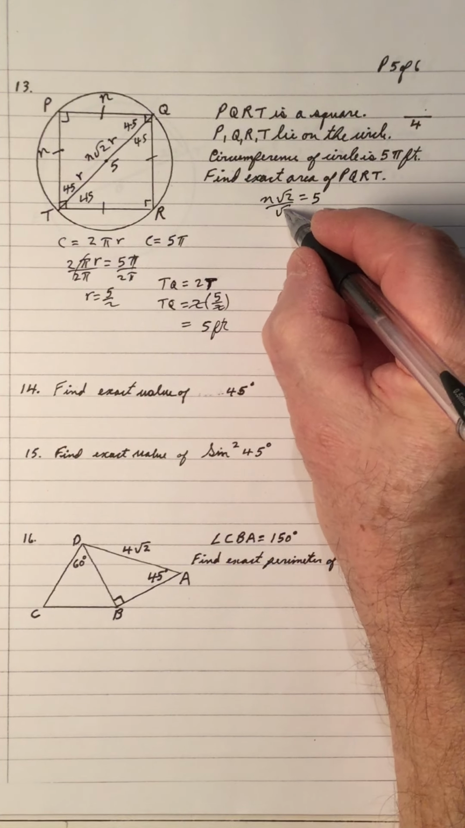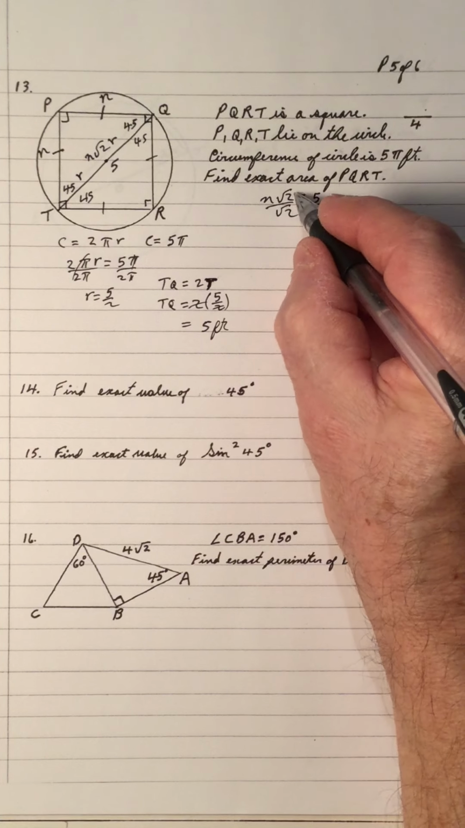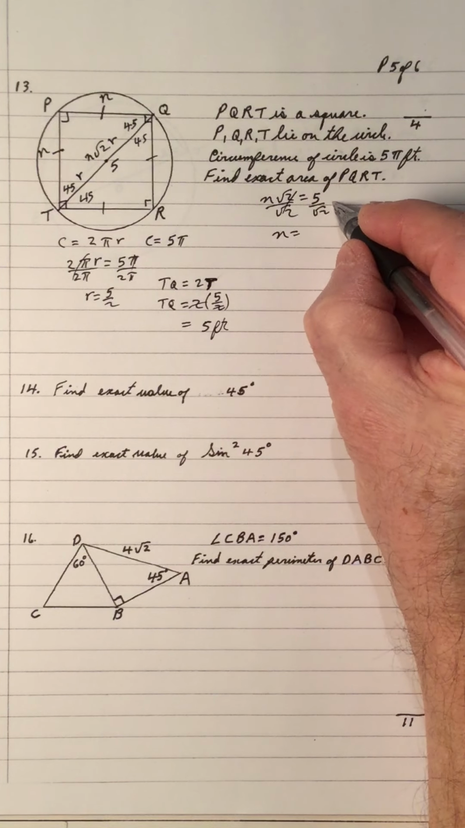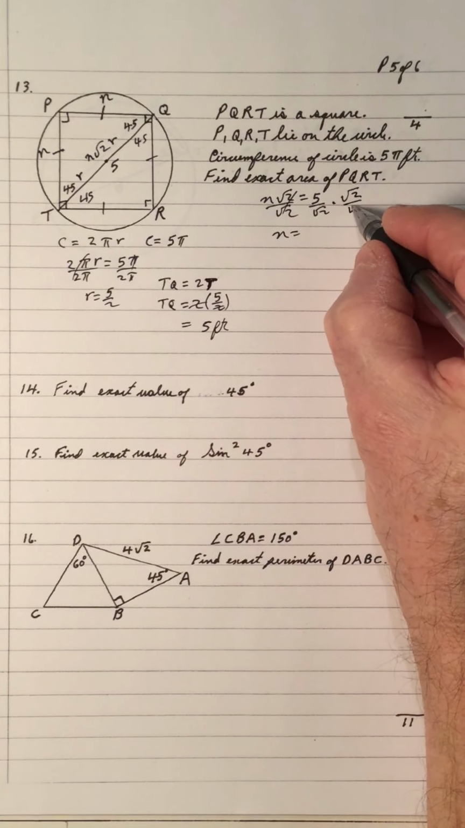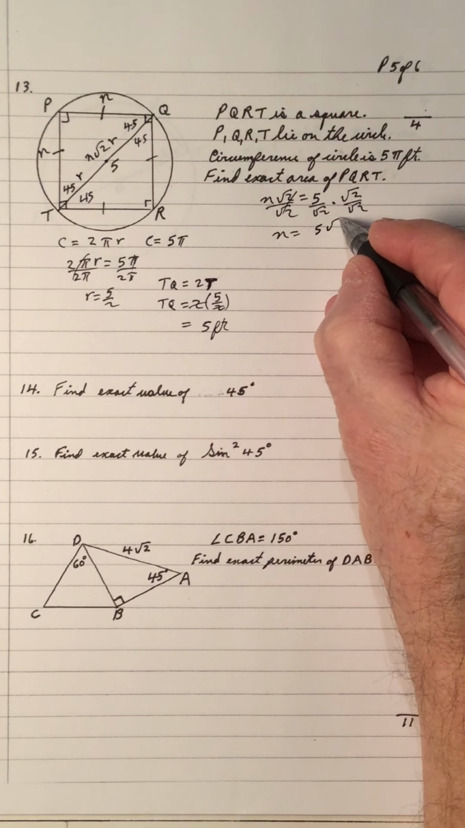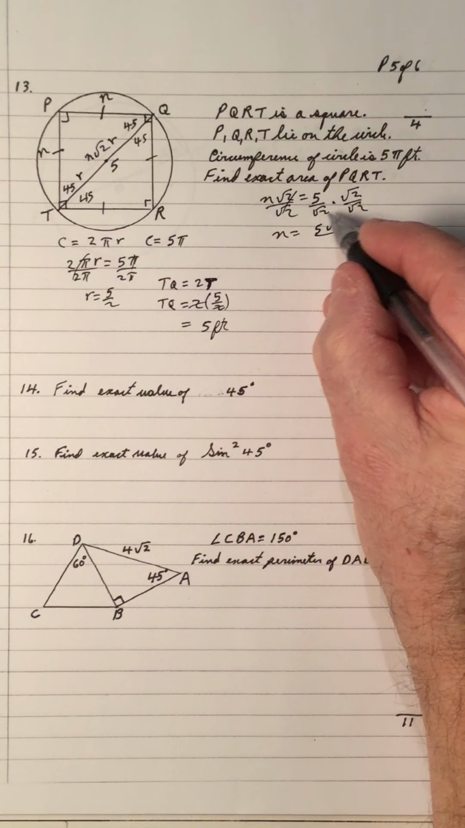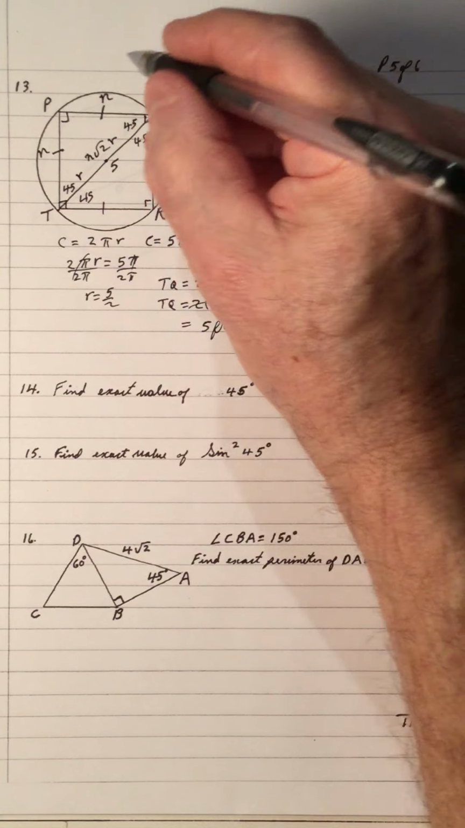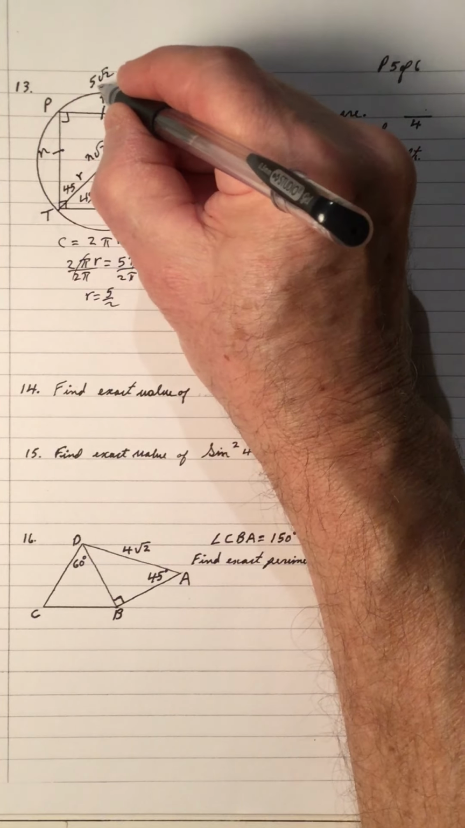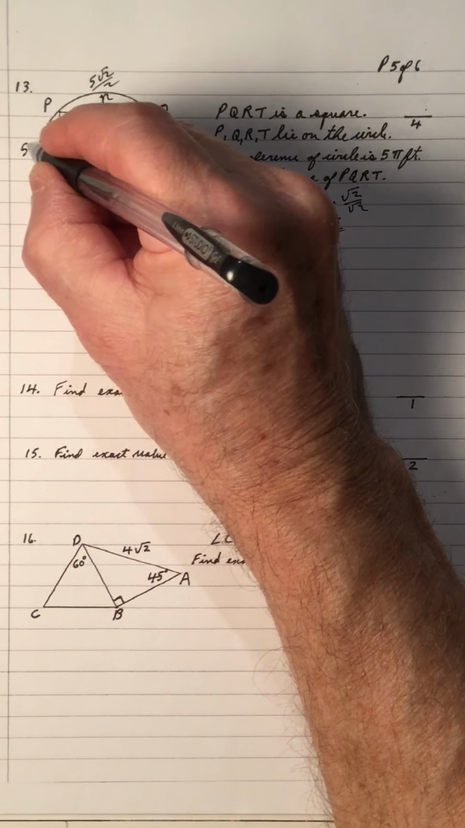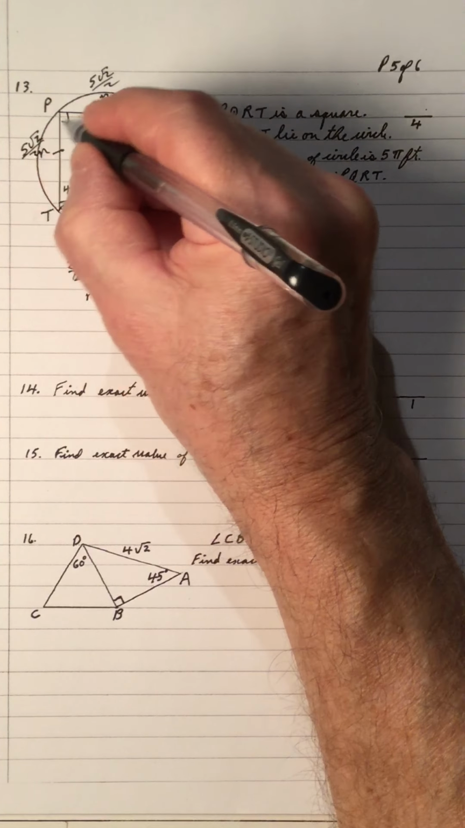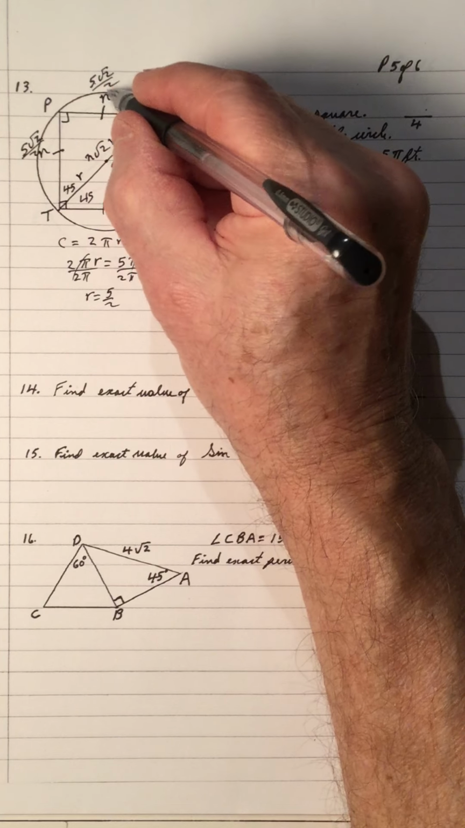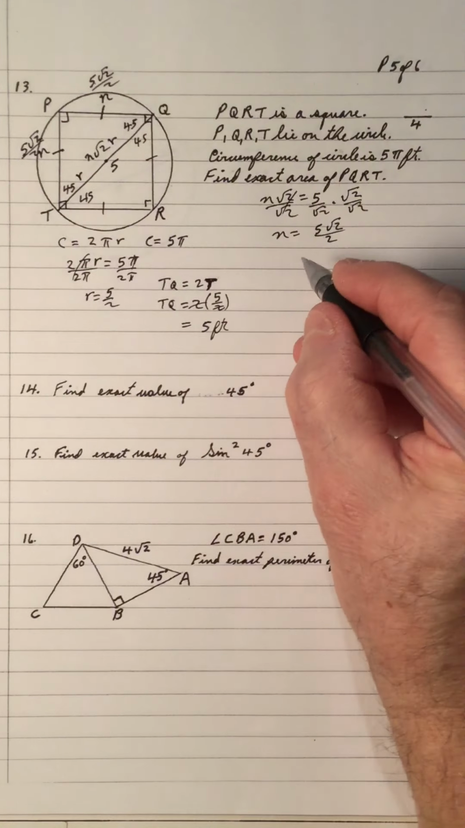So we divide by root 2. Root 2's cancel. We multiply top and bottom by root 2 over root 2. We get 5 root 2. Root 2 times root 2 is 2. So this side is 5 root 2 over 2, because that's what n is. 5 root 2 over 2 is n.